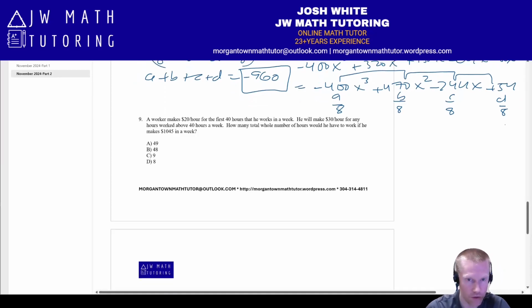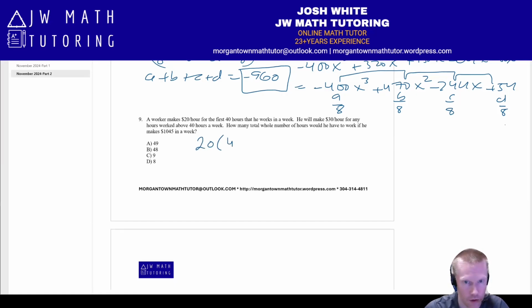This is just a basic word problem. So essentially it's $20 an hour for the first 40 hours for this worker, and then $30 an hour for any hours worked above 40 hours. So, okay, let's say I'm just going to use x here for the number of overtime hours, and you make this greater than or equal to 1045, right?